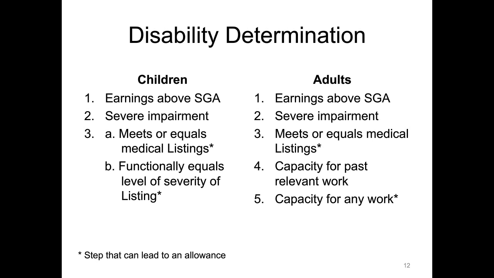For adults, there's the earnings test, the severe impairment step, and meets or equals medical listings as a 3rd step. But there's also a 4th and 5th step where SSA looks for the capacity to perform past relevant work. And if they can't do that, then there's the test of capacity for any work in the national economy.